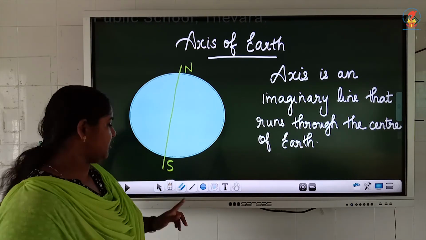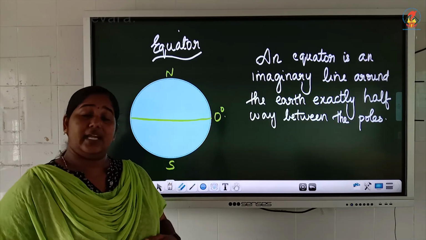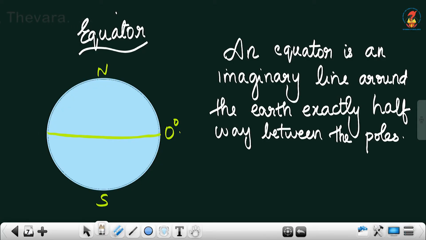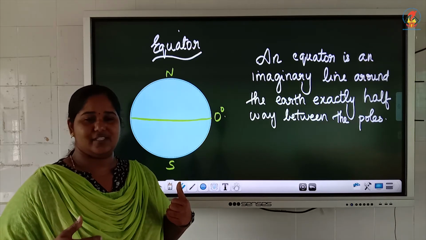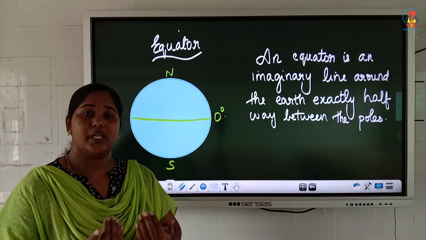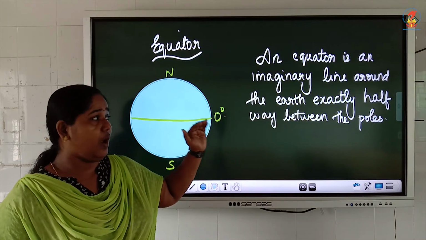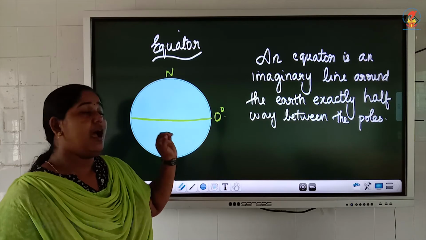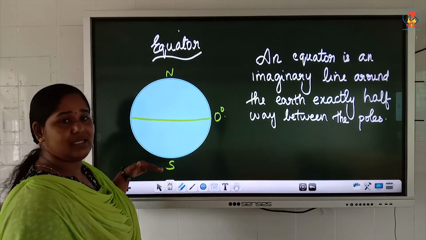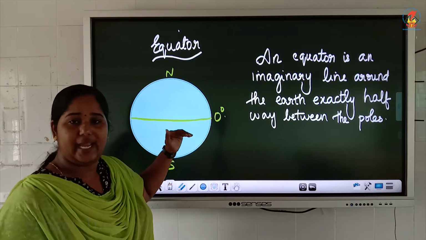Now there is another imaginary line. These are all imaginary lines. There is no actual line like that. There is an imaginary line passing through exactly halfway of Earth. That means cutting Earth into 2 equal halves. You know that nobody can go and cut Earth into 2 equal halves, isn't it? So it is just an imaginary line that is assumed to cut Earth into 2 equal halves. That is called equator. Equator is an imaginary line around the Earth exactly halfway between the poles. That means North Pole and South Pole. Between them, exactly in the half portion, the imaginary line called equator passes.